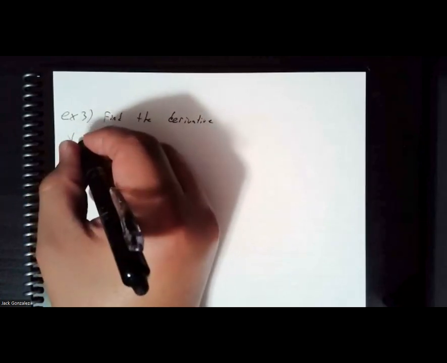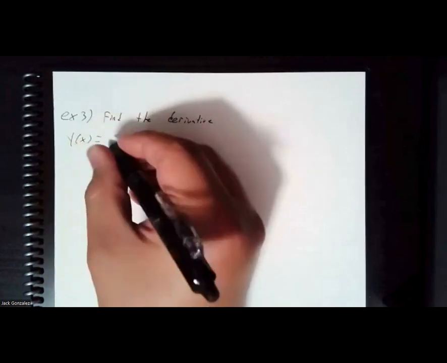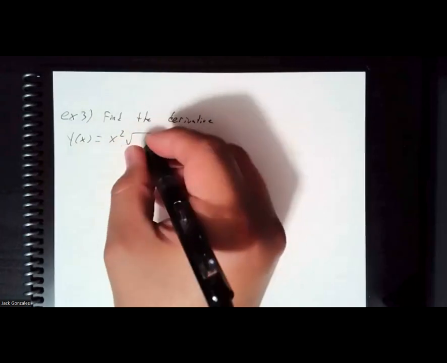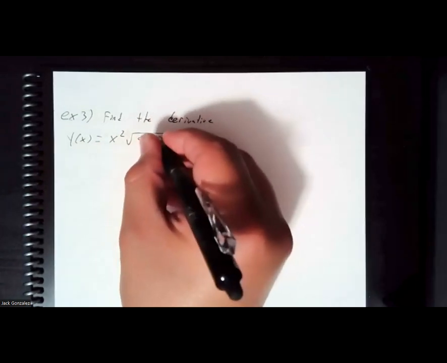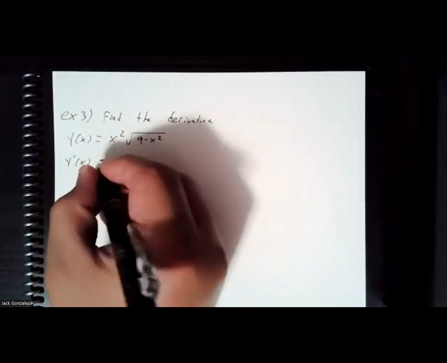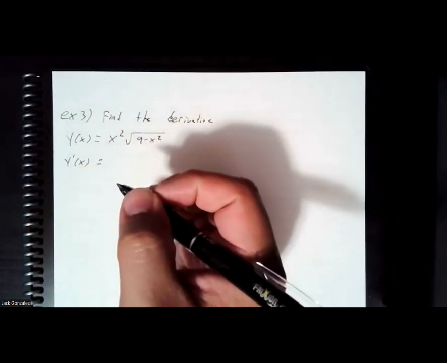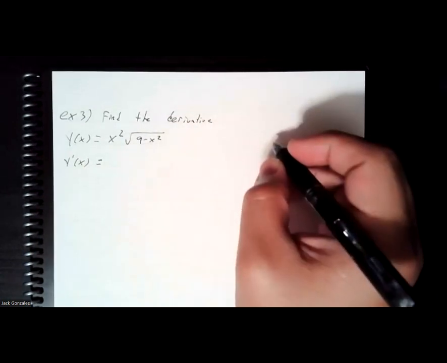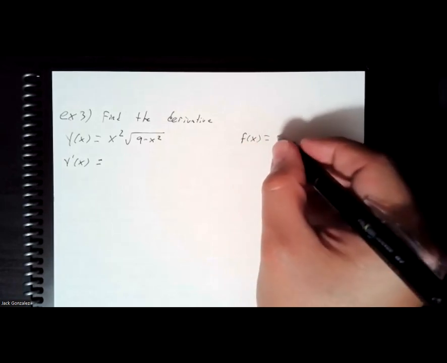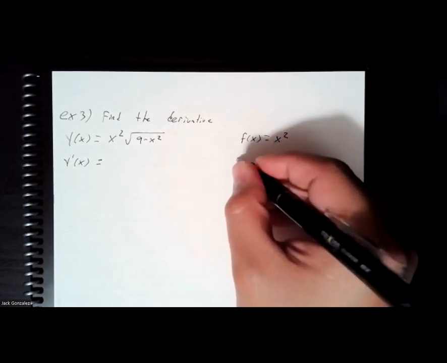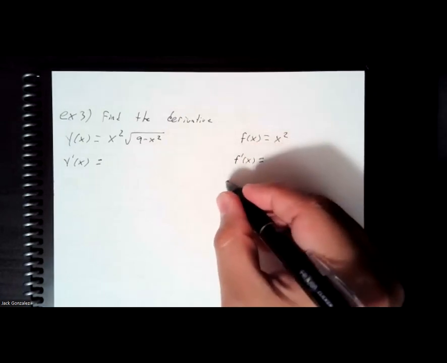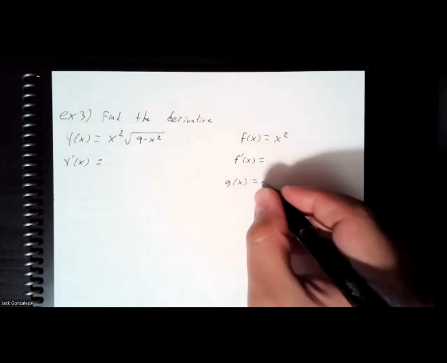Okay, let's say y is equal to x squared times the square root of 9 minus x squared. So the derivative will be a product rule, right? So let's say that f is this, I guess. But did you notice that the g is going to be a chain rule? Yeah.